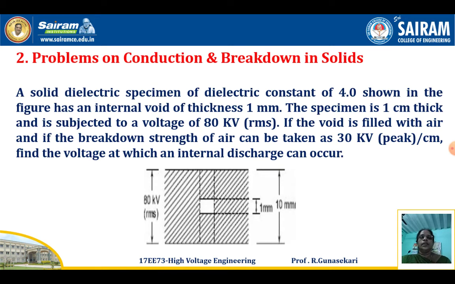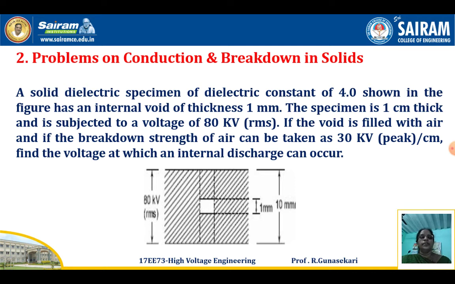Okay, then next, problem 2. The problems on conduction and breakdown in solids. A solid dielectric specimen of dielectric constant 4.0, shown in the figure, has an internal void of thickness 1 mm, which is represented in the figure. The specimen is 1 centimeter thick and is subjected to a voltage of 80 kilovolt RMS.